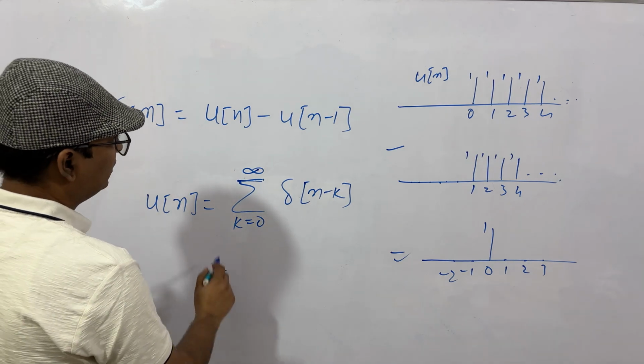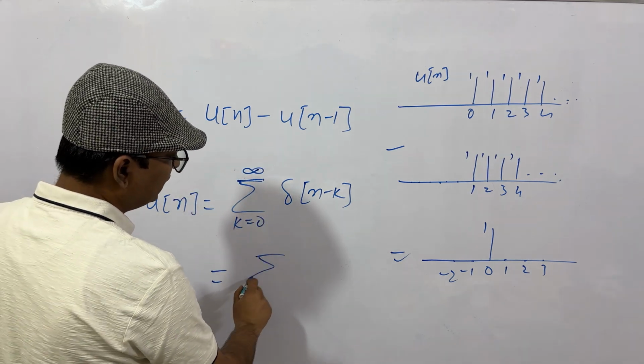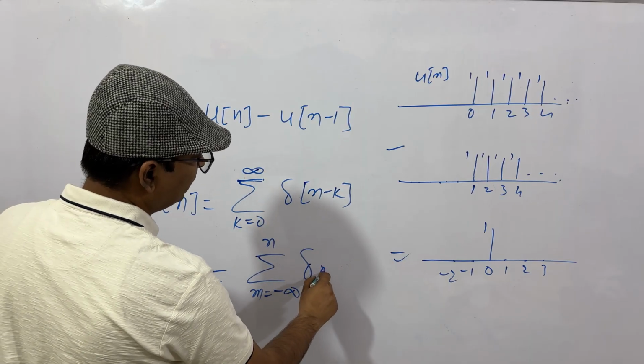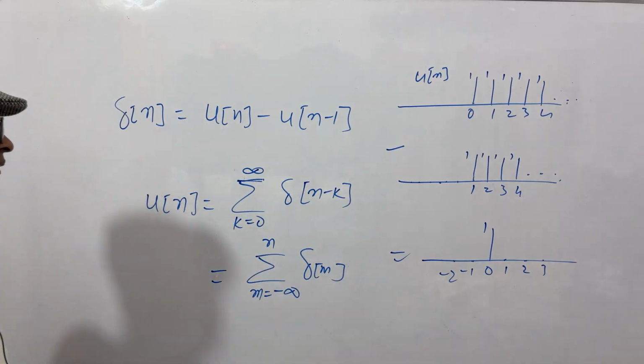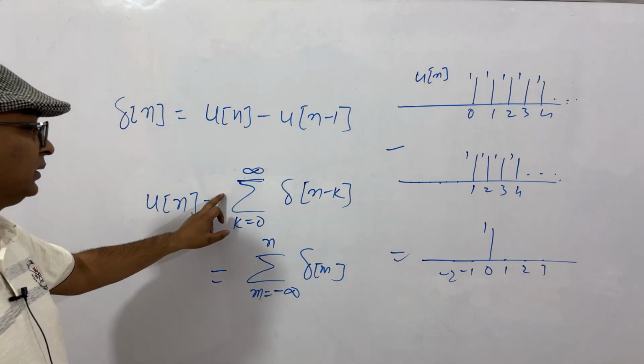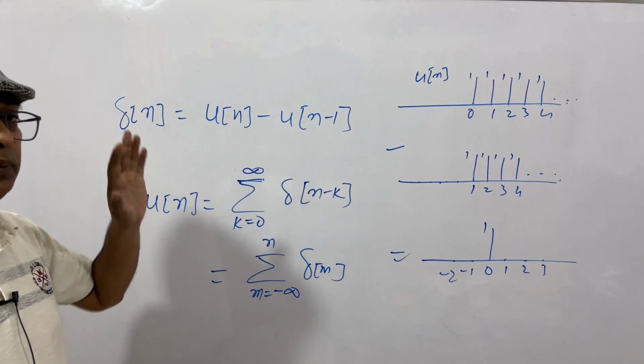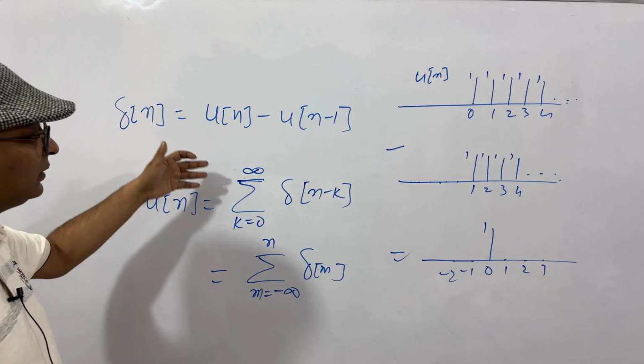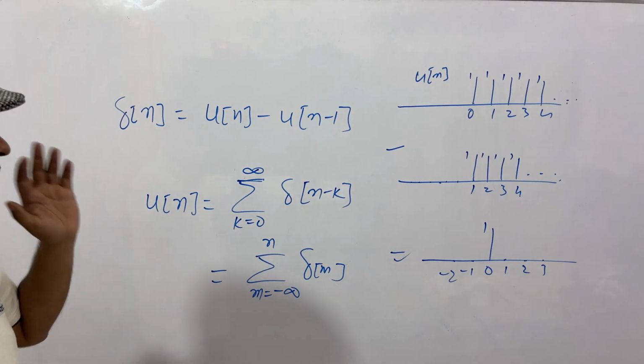So we have these three very important expressions you should always keep in mind. Summation from minus infinity to n of δ[m], this was the relation. So this is equal to this, and this can be expressed like this. These are very important relations. You should commit these expressions to your memory.